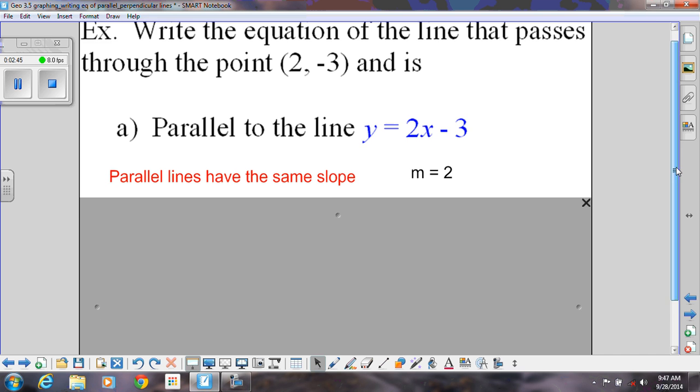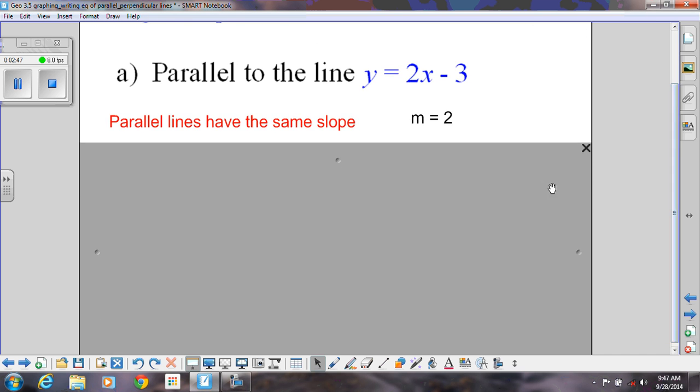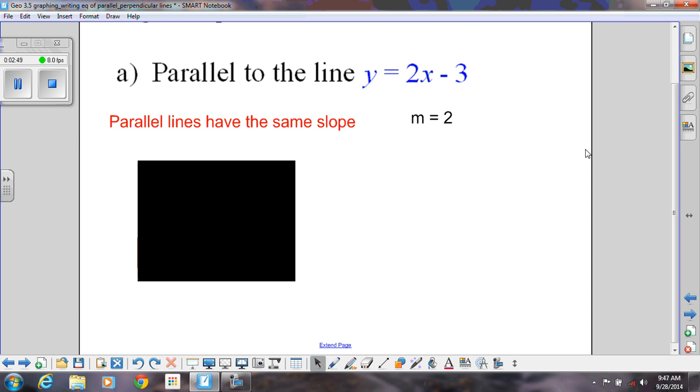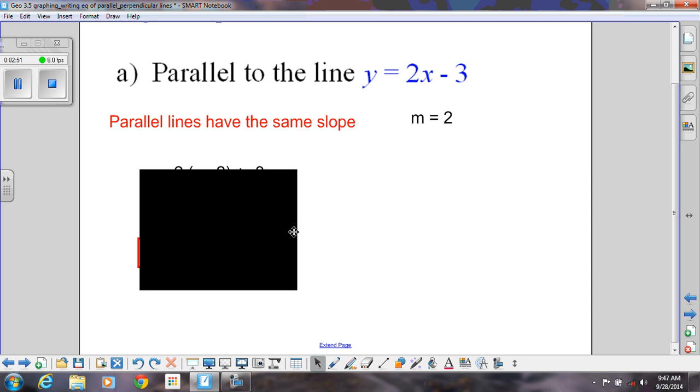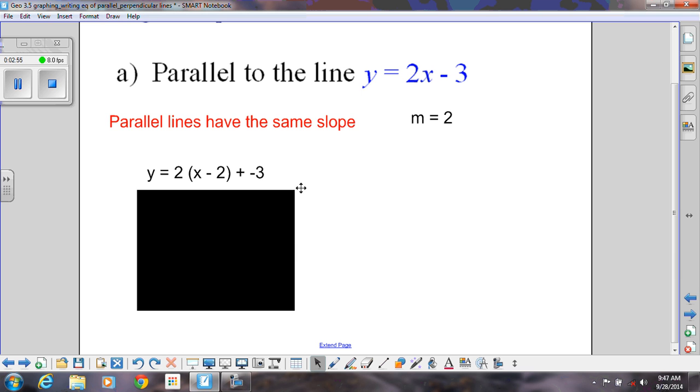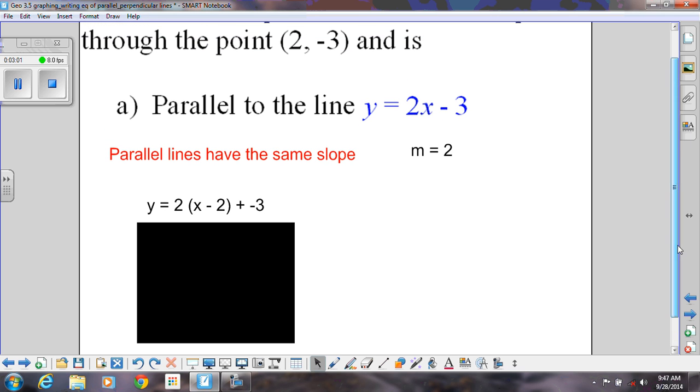I'm going to use that same point-slope formula and plug in my pieces. So I have 2 for my slope, and then I have my h and the k. Just to remind you, I'm getting those from my point. So this is my h, this is my k, and I have x minus h plus k.